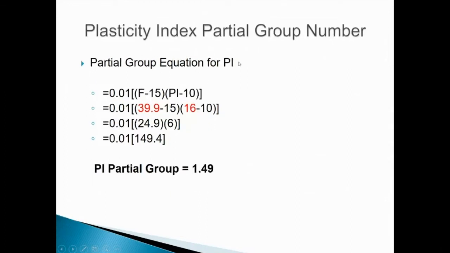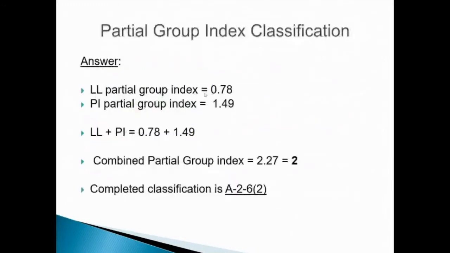For the plasticity index partial group number, again, we plug in 39.9 for the percent fines and 16 for the plasticity index. We go through the correct order of operations, and we derive a plasticity index partial group number of 1.49. So we have 0.78 and 1.49. We then add these two values together to get a partial group index, and we round it to a whole number. So our completed soil classification is A-2-6 with a partial group index of 2.